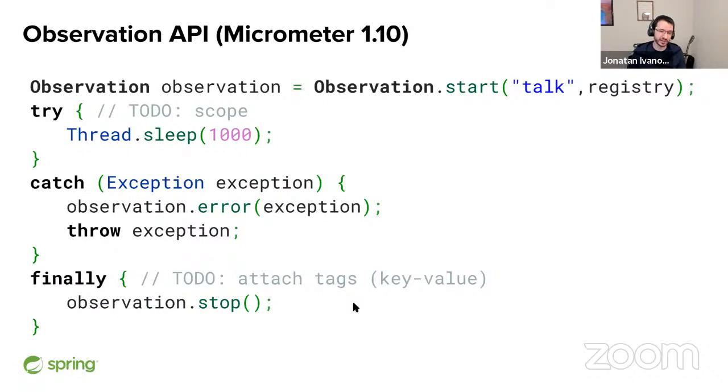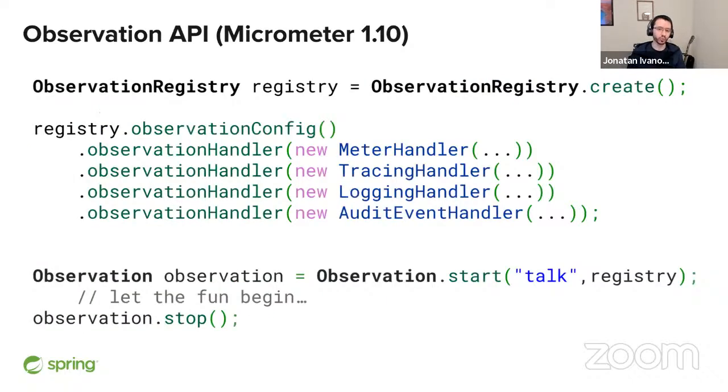So basically, that's it. There are multiple things that you can do, but you are just starting it, stopping it, and adding additional information, for example an error happened, or arbitrary key values, whatever you want. But with this, you don't really know what will happen with the data that you recorded. And the answer to that is called observation handler. The observation handler is a key component in the Observation API. Basically, it's a part of it.